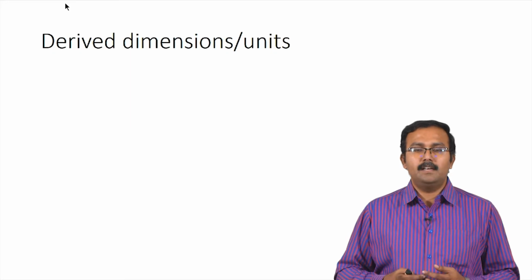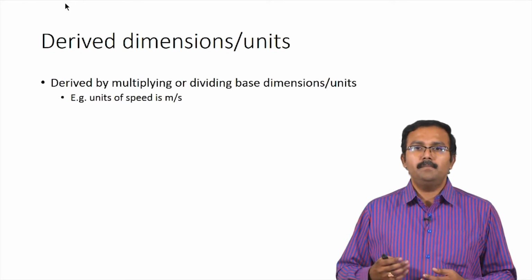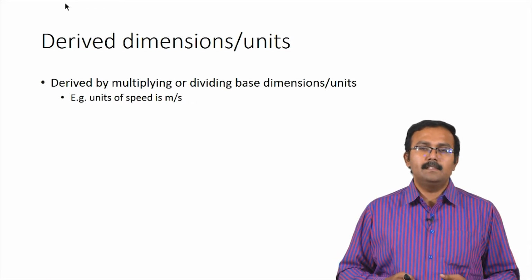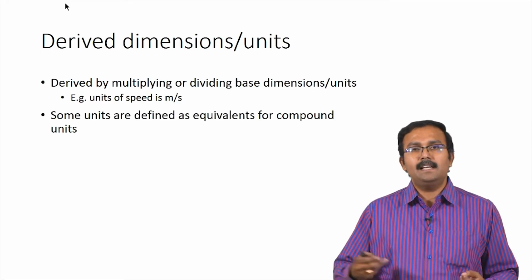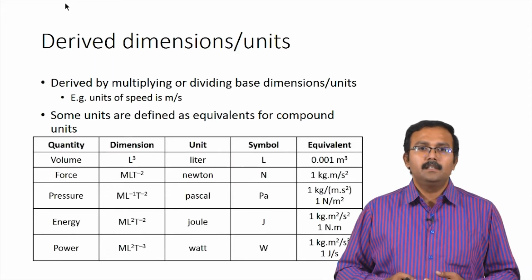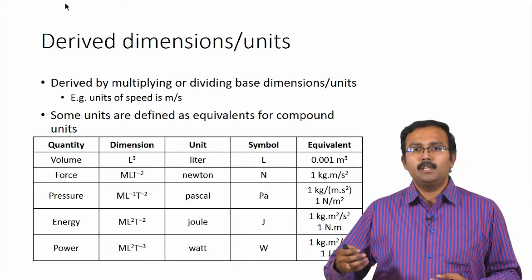Moving on to the derived dimensions and units, these are obtained by multiplying or dividing base units or dimensions. One example is the unit for speed, which is meters per second. You could also have units which are defined as equivalents of these compound units. The examples are given here. Volume is measured in liters, which is basically 0.001 meter cube.